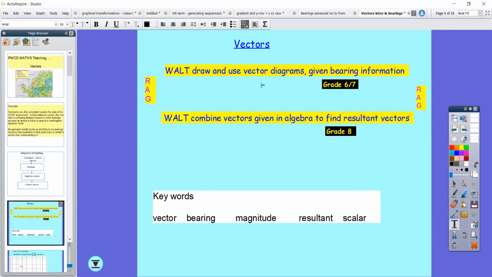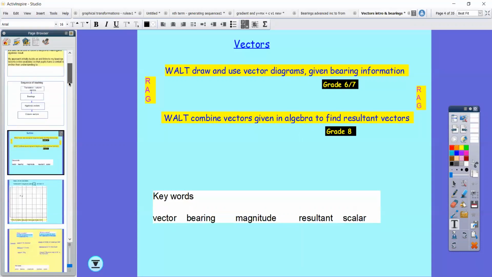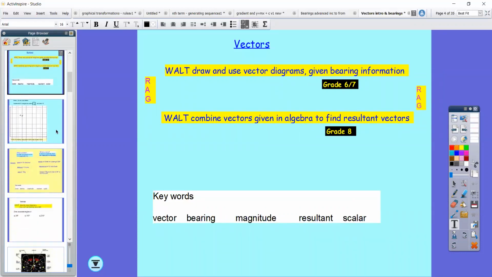So we want to draw and use vector diagrams, given bearing information, combine vectors and, given algebra, find resultant vectors, so the result of combining vectors. Okay, so linking back to what they've done previously, this is what we're starting off with.